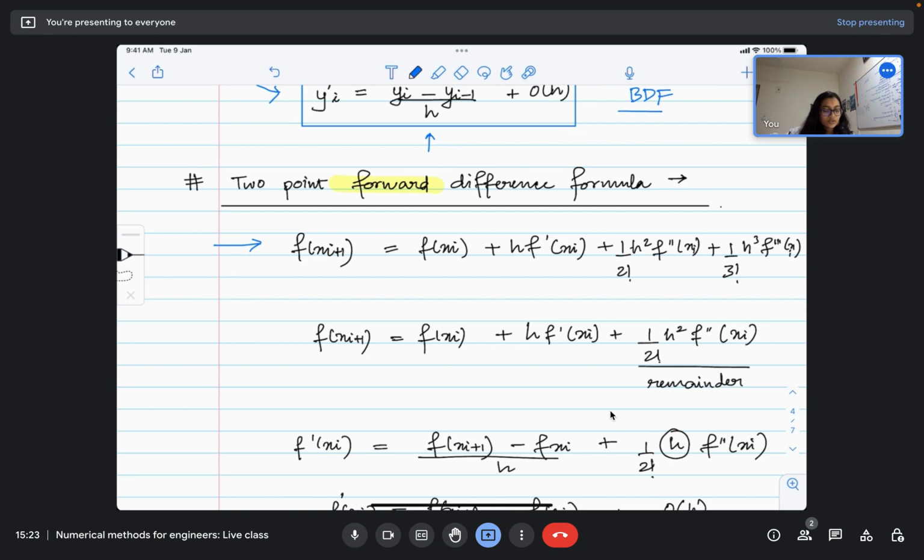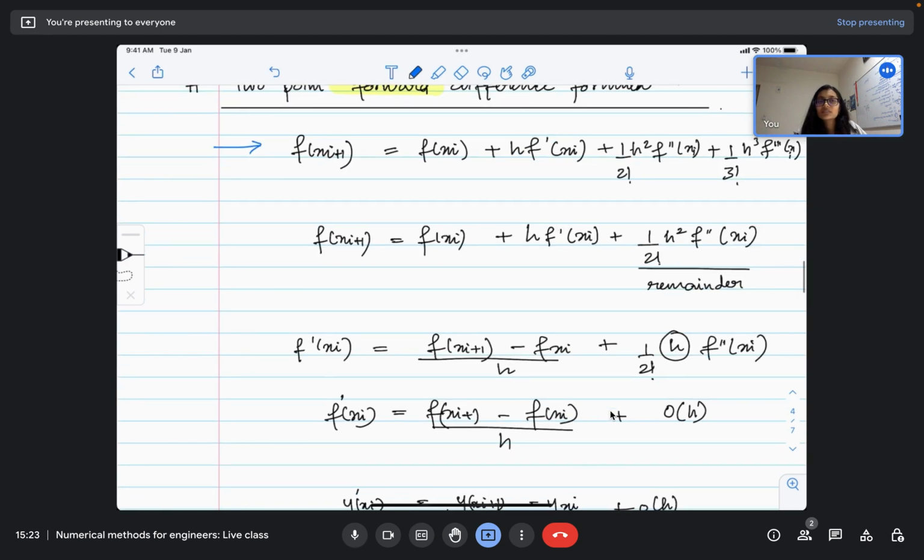Okay, so f of xi plus 1 is going to be f of xi plus h times f dash of xi plus 1 by 2 factorial times h squared f double dash of xi plus 1 by 3 factorial, and the pattern follows. Okay, we will do similar steps as we did for backward difference, and we will again approximate this expression, neglecting all higher order terms and considering this last term as the remainder to understand the order of the error.